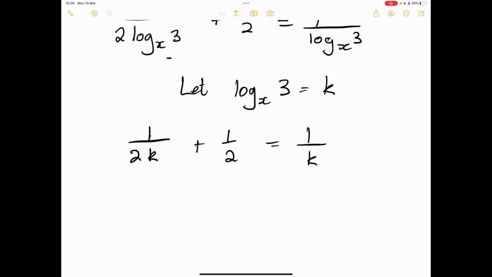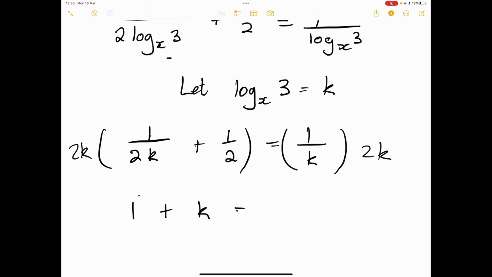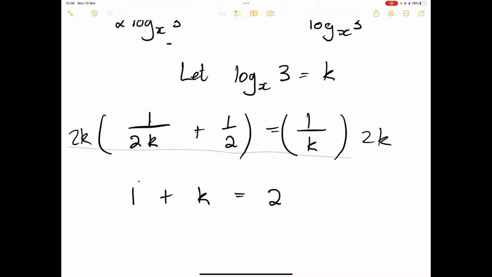So we can multiply by the LCD, and our LCD would be 2k. So if I multiply everything by 2k, you do the same on the left as well as on the right. So I've got 2k times 1 over 2k, that will give me 1, plus 2k times 1 over 2, that would give me k. And 2k times 1 over k would give me 2. I hope you can see that well there. So I multiplied this there, I multiplied this there. That gave me 1, that gave me k, because the 2's would cancel, and here the k's would cancel, and I'm left with 2.